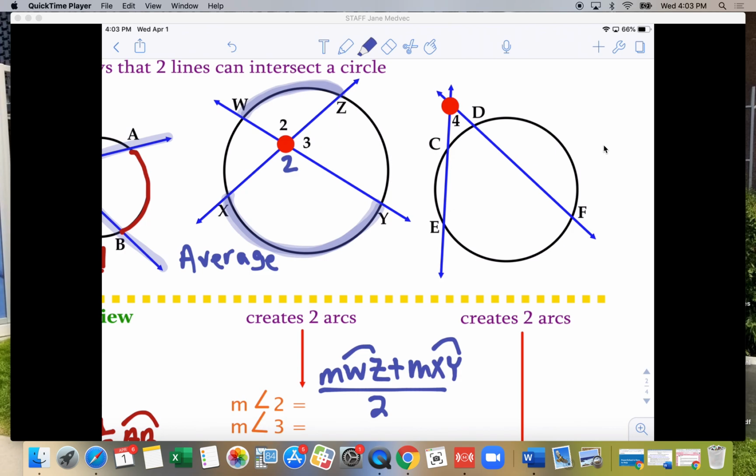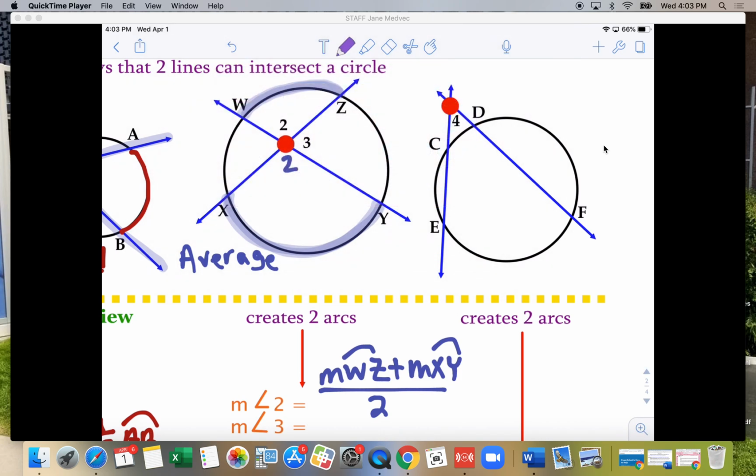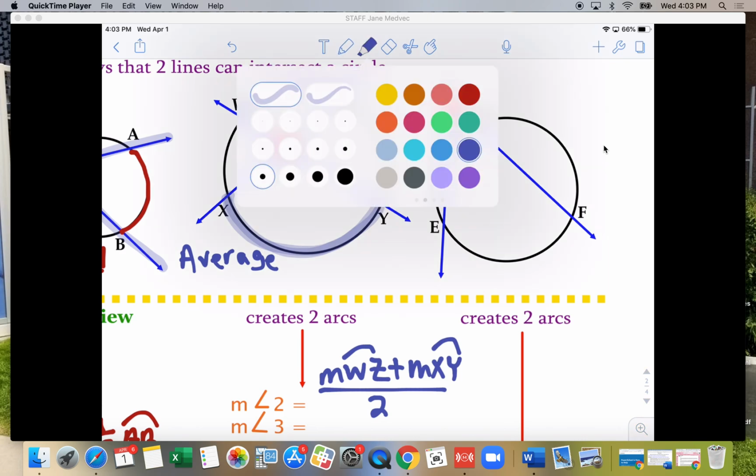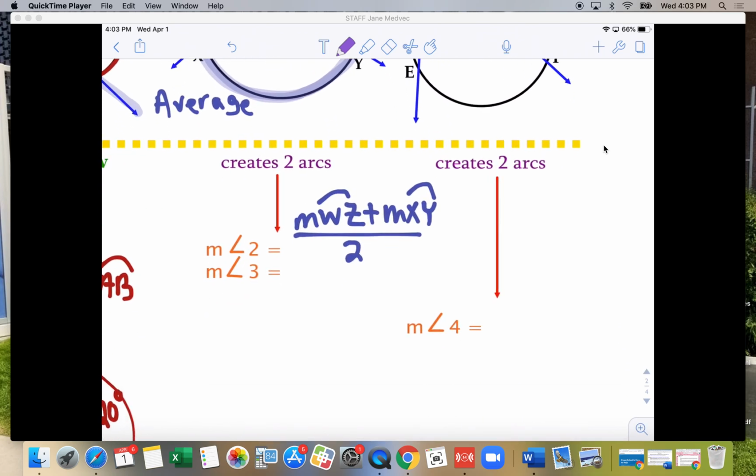Now, if I take a look at 3, let's look at some of that information. So I have 3. This is also 3. They are the same because they're vertical angles. And if I take a look at the arc, I've got an arc here, and I've got an arc here. So to find that, I'm going to take the measure of arc, and I'm going to grab one of the arcs, which is YZ.